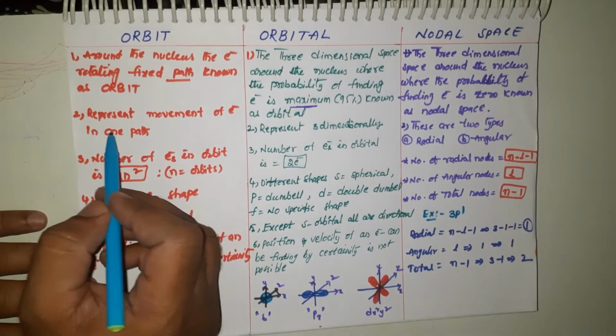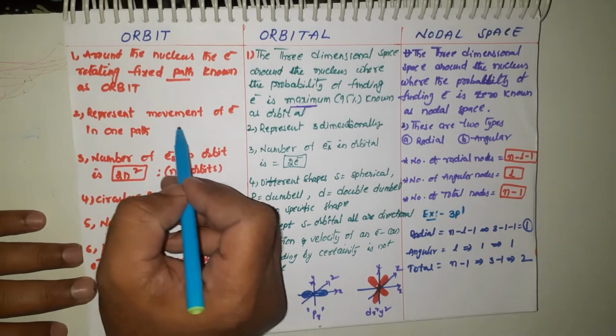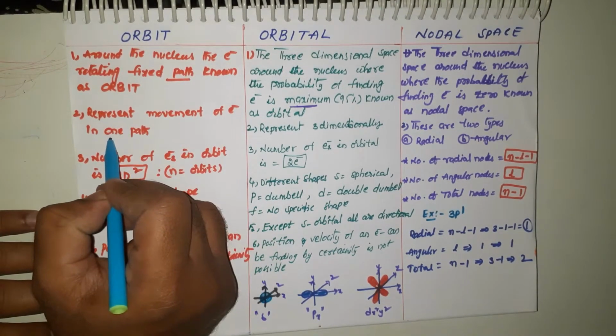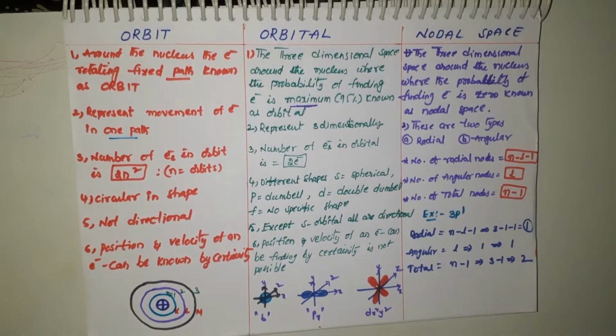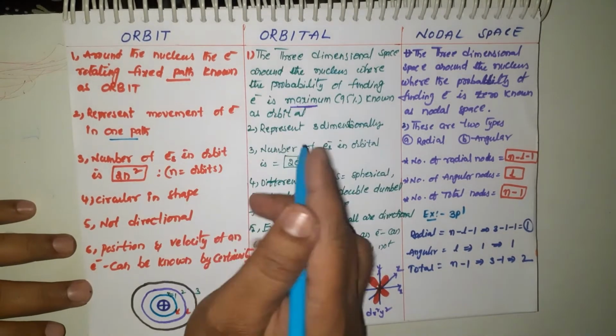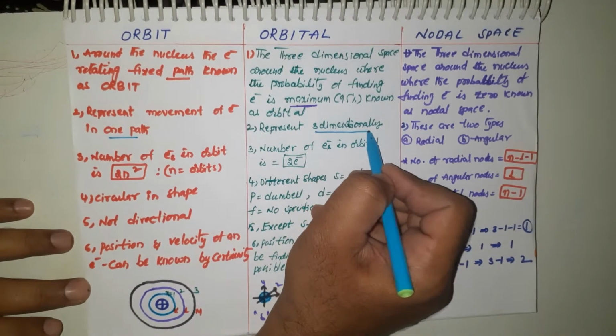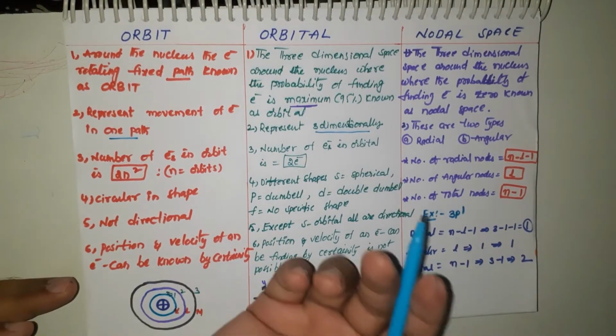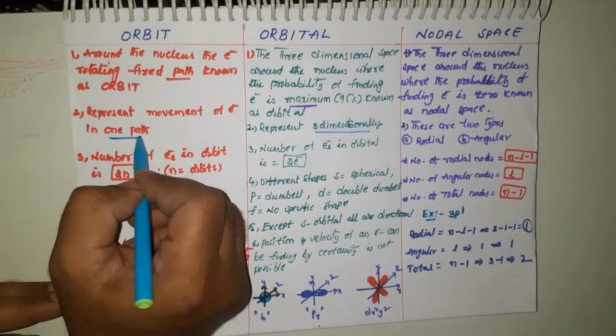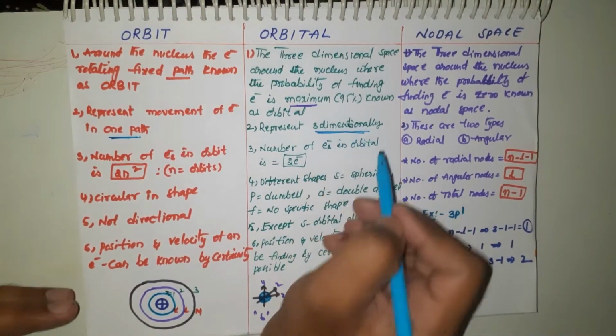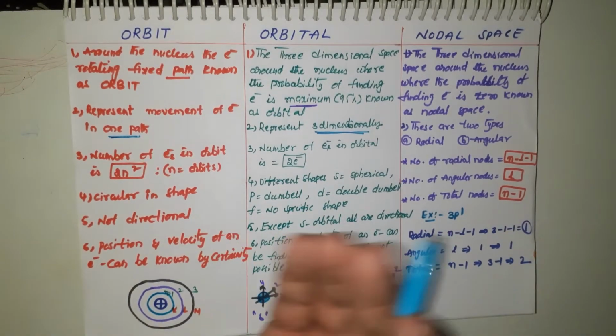Orbit, what does it represent? It represents the movement of electron in one path. In the orbital, what does it represent? It represents the three-dimensional shapes of the electrons. Orbit is only one path. Orbital is the three-dimensional shape or space of electrons.